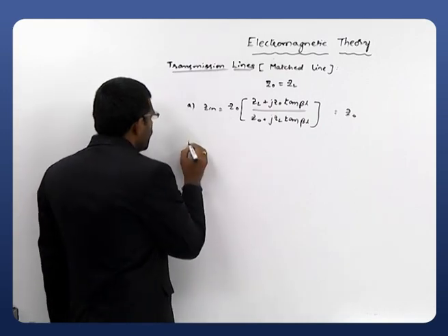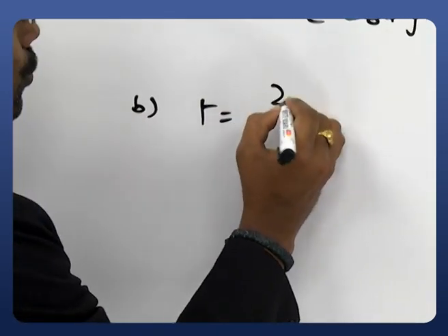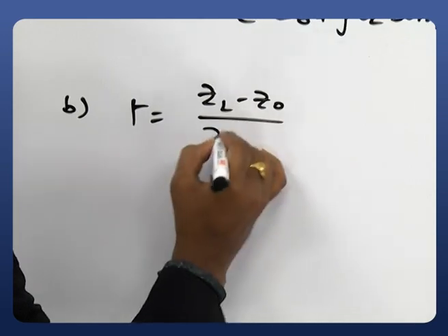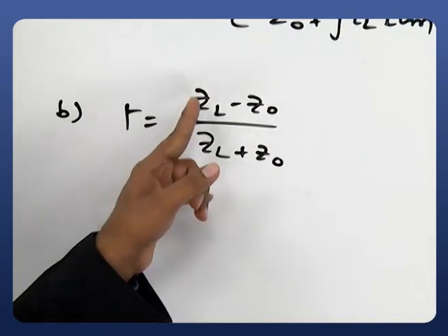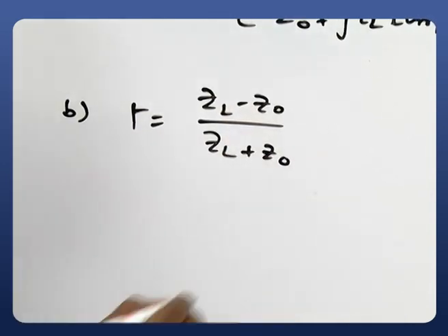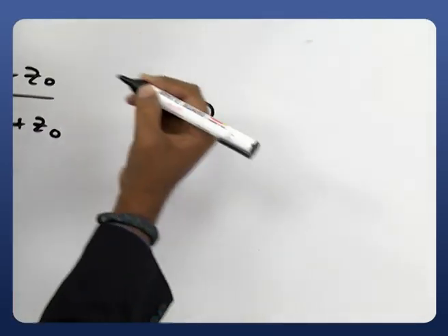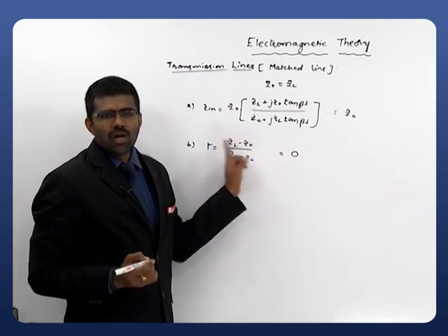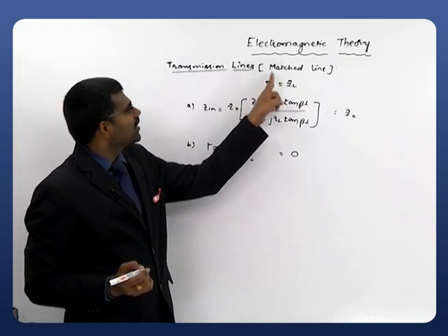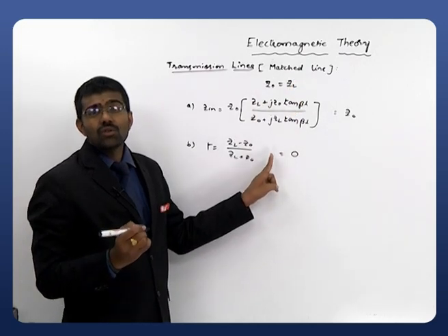Similarly, what is gamma? Gamma is equal to ZL minus Z0 divided by ZL plus Z0. Now as ZL is equal to Z0, Z0 minus Z0 always gives you 0. So gamma is equal to 0. 0 corresponds to no reflection. So gamma equal to 0 for a perfectly matched line is nothing but there is no reflection from the load.